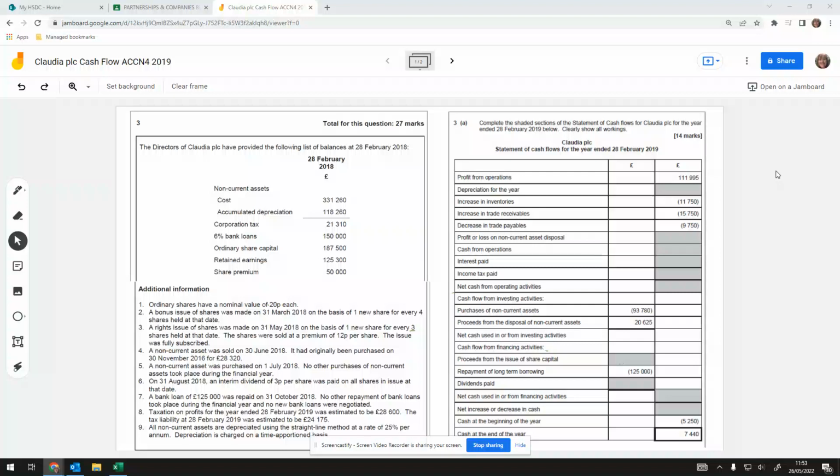Today we're going to take a look at this Claudia question, which is a statement of cash flows question from the ACCN3 paper from June 2019. The reason we're looking at this today is that we haven't yet seen a cash flow question in section B of the paper 1 exam, which is where we would expect it to turn up. So I thought it'd be a useful exercise to go through this.